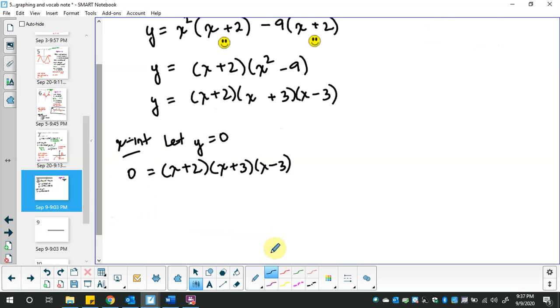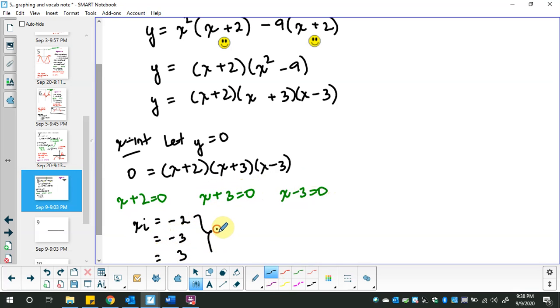Now, I always like to put in the green business. Don't feel obligated, but make sure you get it right without making any careless mistakes, which can happen even doing the green business. So I got -2, -3, 3. All of them are order 1. That means we have no double roots whatsoever and no points of inflection.